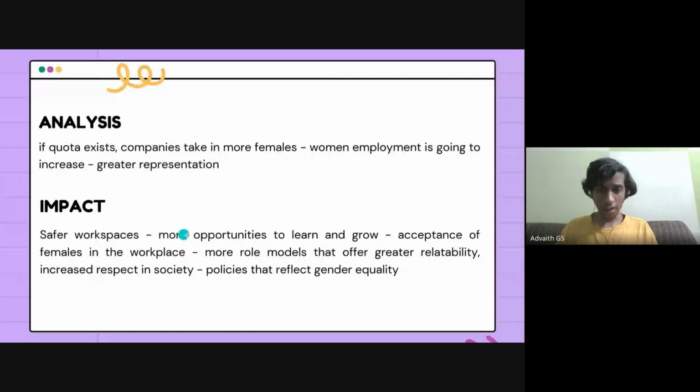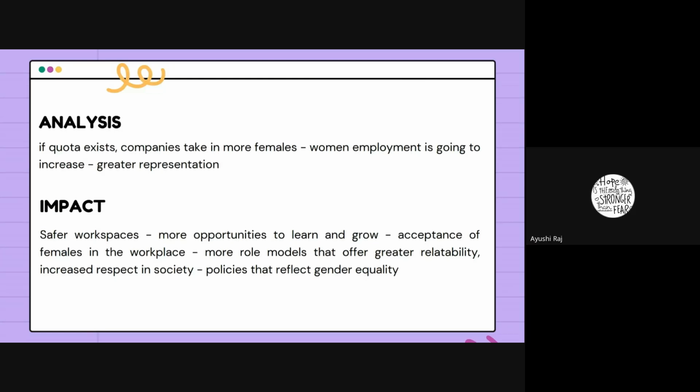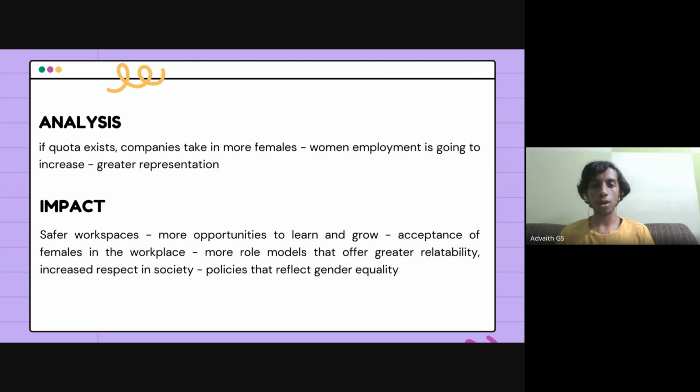Okay, the rest are easily implied. I'll talk about them. I heard hands. Yes, Ayushi. I think the thing is that women aren't aware about this mostly. That's why they don't apply for it. So, we're talking about a world where quota is implemented. I didn't understand what you're trying to say though.